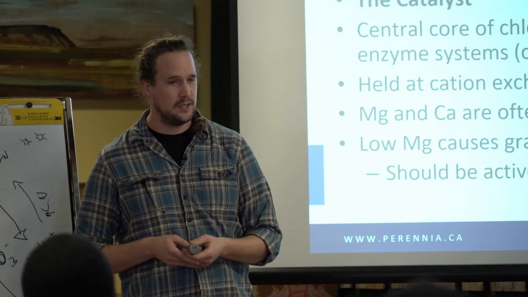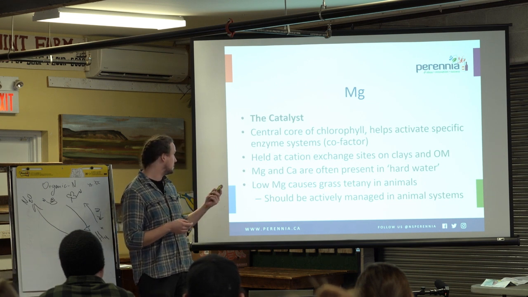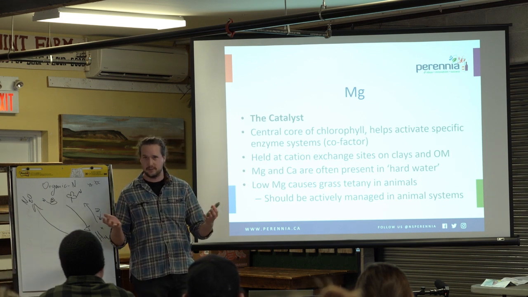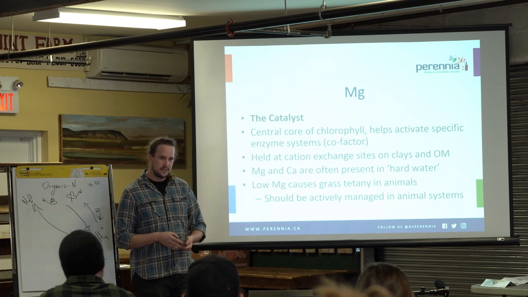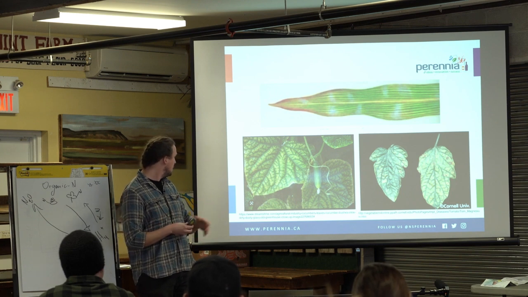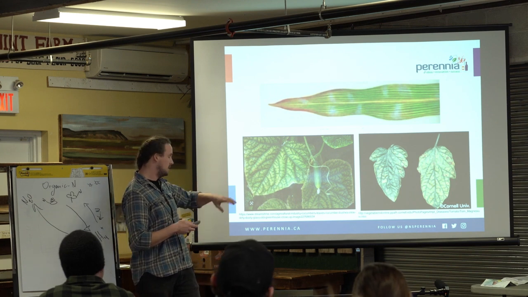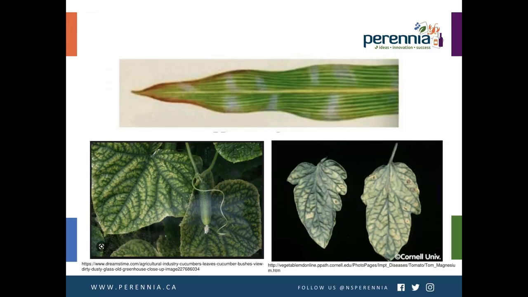For the forage guys though, magnesium deficiency in grass causes grass tetany in animals, which kills cows, and so it has to be actively managed in animal systems. And this is what it looks like. You'll get chlorosis between the veins of the leaves. So it has a kind of unique look. Even in the corn plant at the top, you can see that interveinal chlorosis running all the way through.